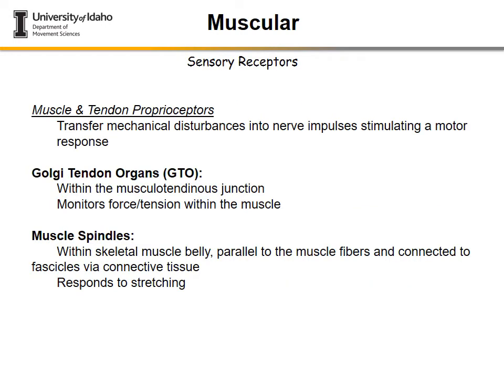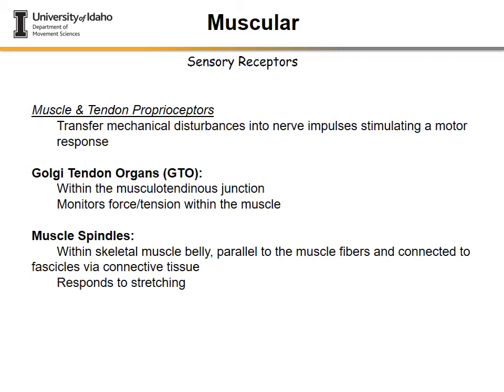So as we go forward to the neuromuscular component, there are some sensory receptors in our system in the muscle and tendon, proprioception, that aid us in the mechanical distribution and stimulate our motor response. Two of these proprioceptive components are Golgi tendon organs and muscle spindles. And you can get from the name of each of them where they're located. GTOs are in the musculotendinous junction, and they monitor force or tension within a muscle. And muscle spindles are within the belly, and those are responsive to stretching.